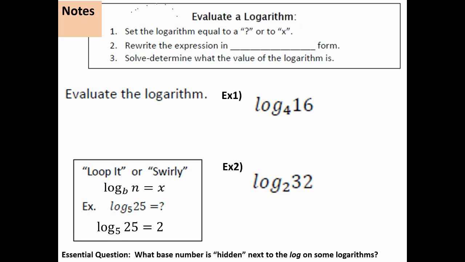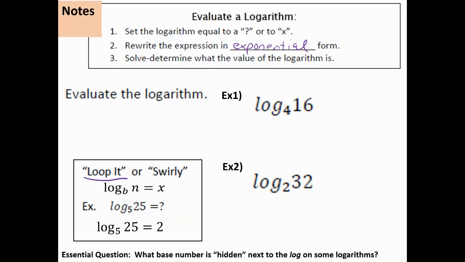All right, so our first step is going to be to set the logarithm equal to a question mark or to an x. I'll probably do it both ways so you can see, but whatever you want to use, a question mark or an x. And then step 2 is going to be to rewrite the expression in exponential form. So that's kind of your loop it. Remember, it's all about that base. Start with the base, hit the power equal to your n. And then step 3 is to solve, basically means determine what value of the logarithm is.